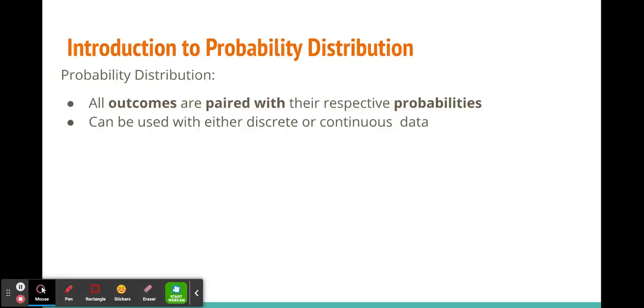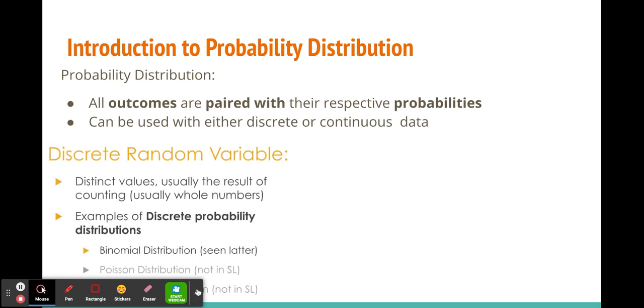In this video, we're going to talk about probability distribution. The first thing we need to know about probability distribution is that we're going to be representing all the outcomes and pairing them with their respective probabilities. This can be used with either discrete or continuous data.